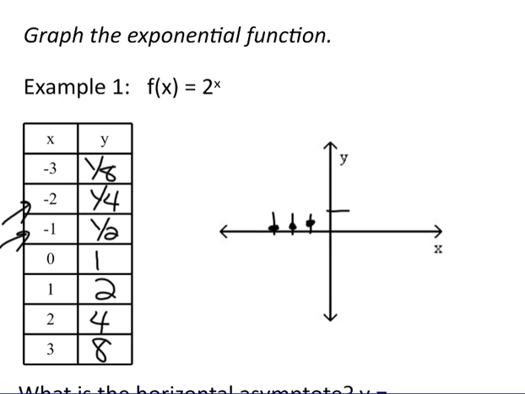0, 1. My x value is 0. My y value is 1. 1, 2. Go to the right 1 and up 2. 2, 4. My x is 2 and my y is 4. And then 3, 8 is going to be up here.